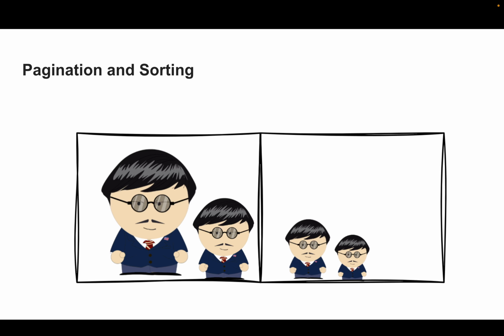Pagination and sorting. Well, this John is definitely split by pages and sorted in some way. In this case it is by height.